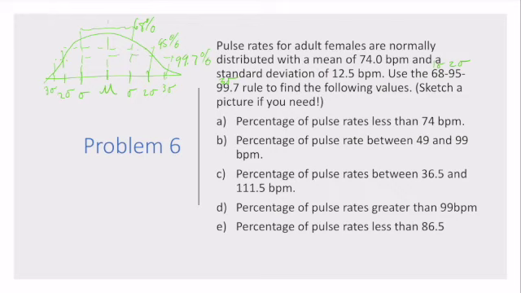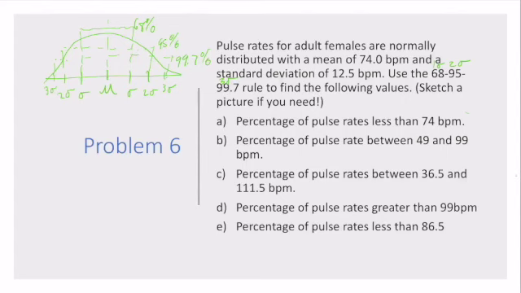In order to solve the following, I want to know what's the percentage of pulse rates less than 74 beats per minute. So let's go ahead and fill out our table.